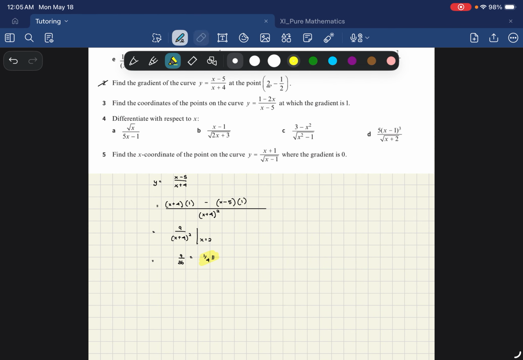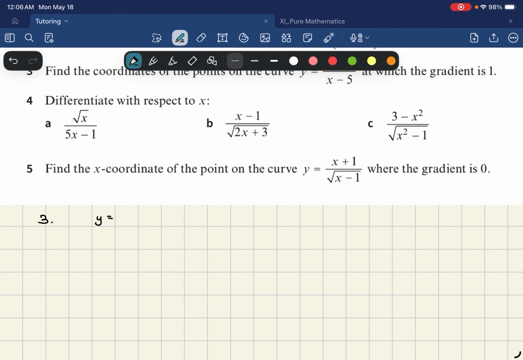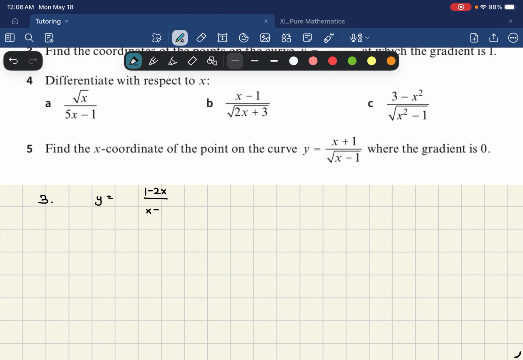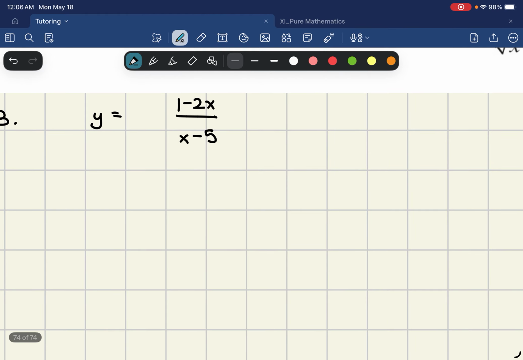So 1 over 4 is your solution for 2. Question 3. Find the coordinates of the points on the curve. So you're given y equals (1 minus 2x) divided by (x minus 5), right? At which the gradient is 1. So find dy by dx first.